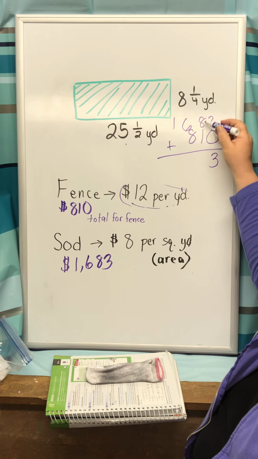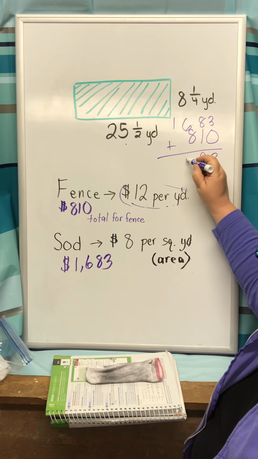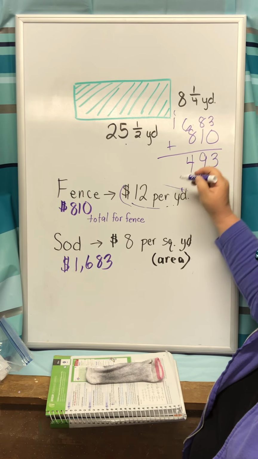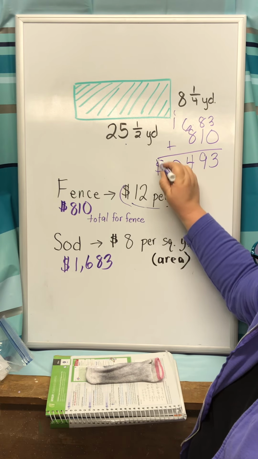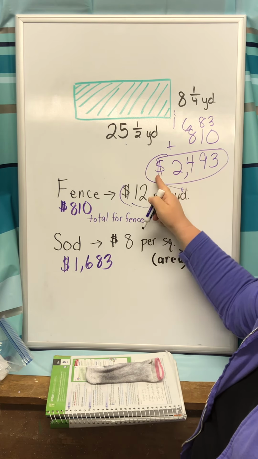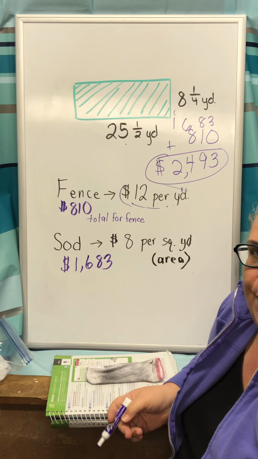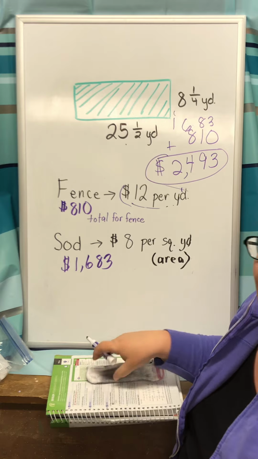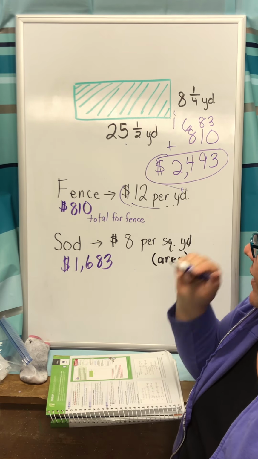So I have 3, 8 and 1 is 9, 6 plus 8 is 14, carry the 1 and 2. So my final answer, and I'm going to report that as money, is $2,493 for them to cover this field with sod and to fence it.